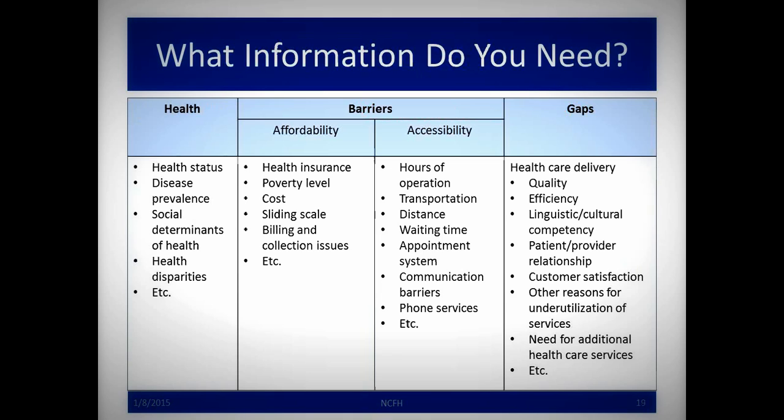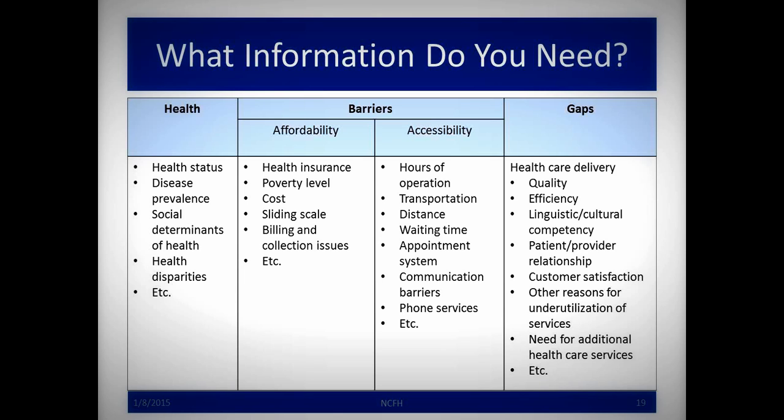Now, what information do you need and want to collect? You can, of course, collect information in terms of health, barriers to care, and gaps in services, or others. These are only examples. For example, you may want to find out the health status of your community, whether real or perceived, disease prevalence among the groups, and you are assessing their needs, social determinants of health, health disparities, etc.